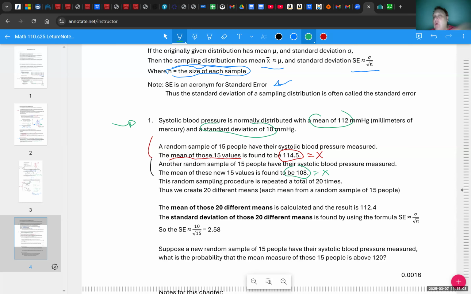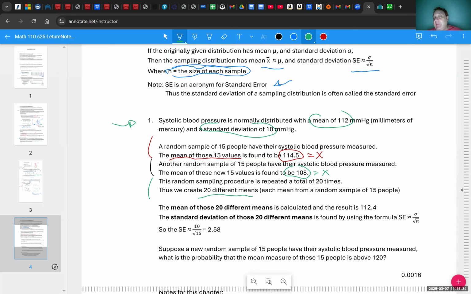I keep doing this over and over again. Each time I'm taking 15 people, measuring their blood pressure and averaging their numbers together. And the average is the X value. The average is the variable. So I'm going to do this random sampling procedure, let's say 20 times. So 15 people, 15 people, 15 people, 15 people, 20 times. That will give me 20 X values. It'll give me 20 different means.